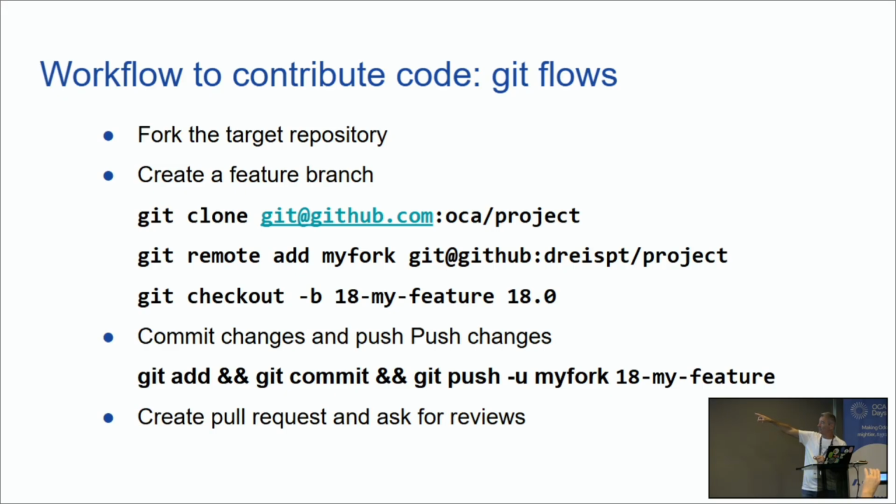You create your branch, and you will later commit the changes you did on your computer, and you'll push to your fork. Once you have that, you can create a GitHub pull request from your fork to the main branch. So asking, please merge my changes that are on my copy into the OCA's main version, hosted version, okay? And then ask for reviews.